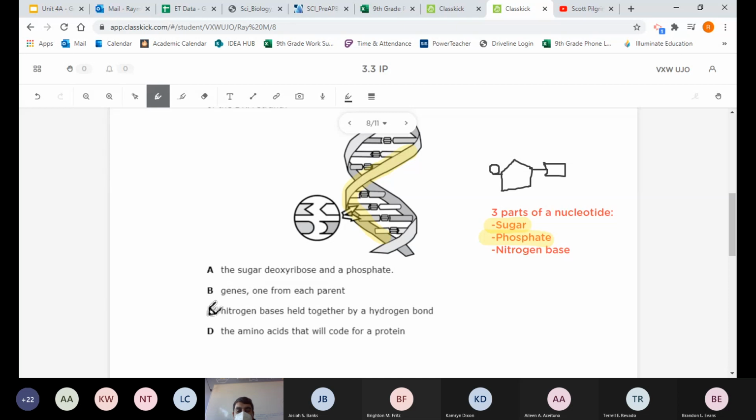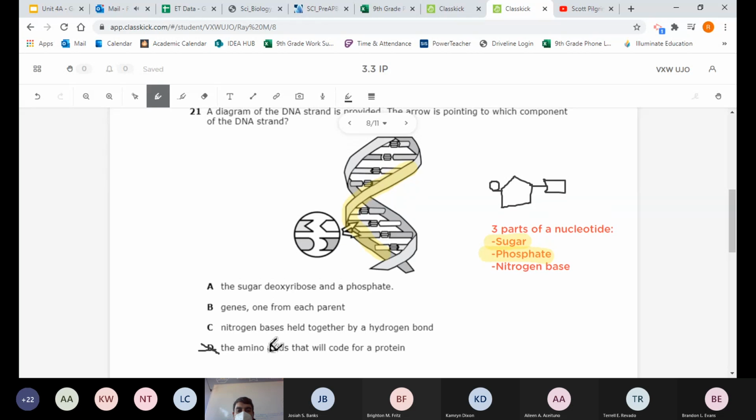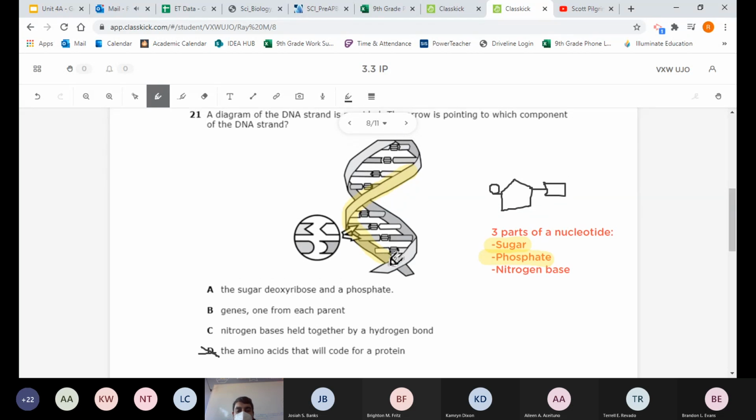So we can probably get rid of amino acids, right? We are definitely not talking about proteins. Now, we are dealing with a section of DNA, so it could be talking about genes, but specifically we're looking at something inside of the genes, so you can get rid of that. As I said a second ago, the thing on the outside is going to be the sugar phosphate backbone. This is pointing to the stuff on the inside. So that only leaves you with one answer choice, the nitrogenous bases. And remember, those are held together with a hydrogen bond. H bonds.